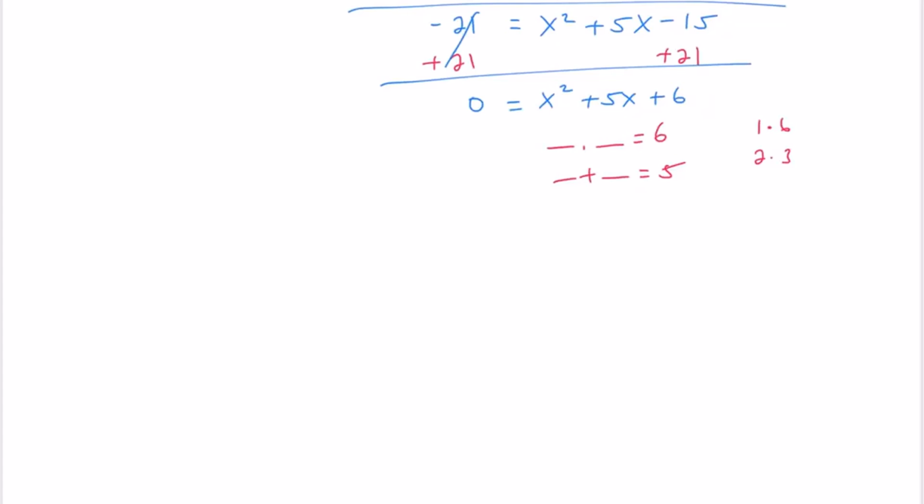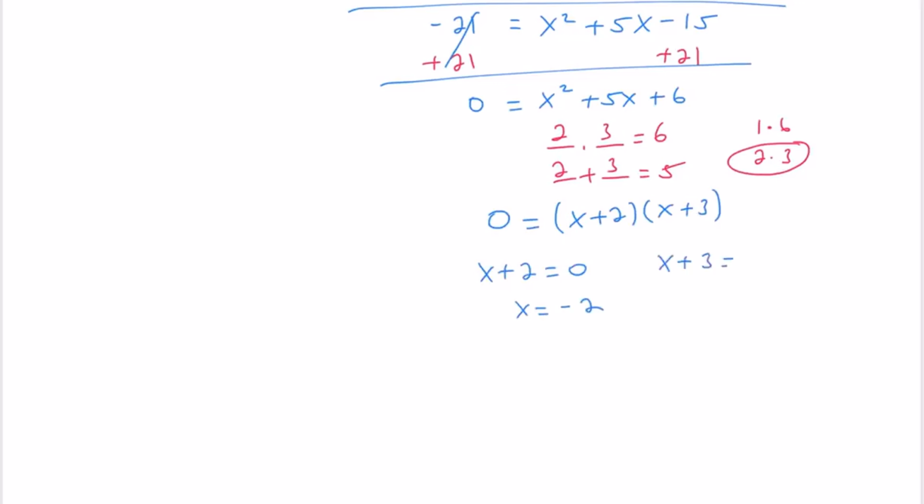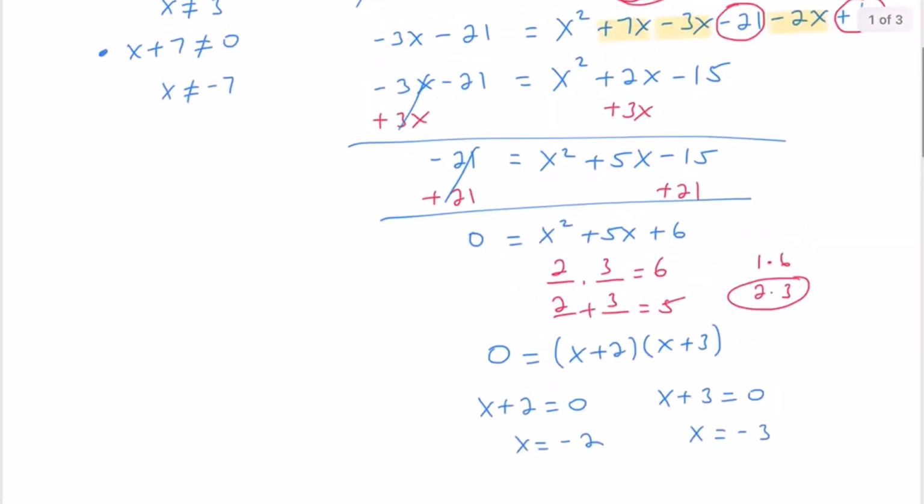So here the signs are the same, so we need to add them. So the ones we need are 2 and 3, positive 2 and positive 3. So we have x plus 2 times x plus 3, and this is equal to 0. Set each group equal to 0 and solve. So x plus 2 is equal to 0, minus 2 over, so x is negative 2. And then we have x plus 3 is equal to 0, minus 3 over, so we have x is negative 3.